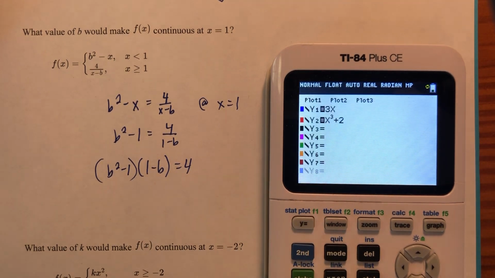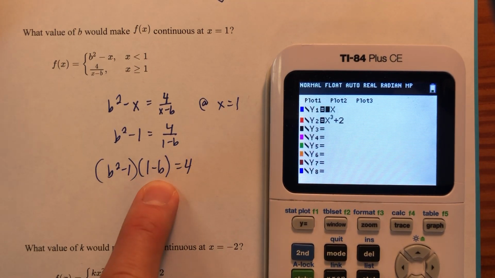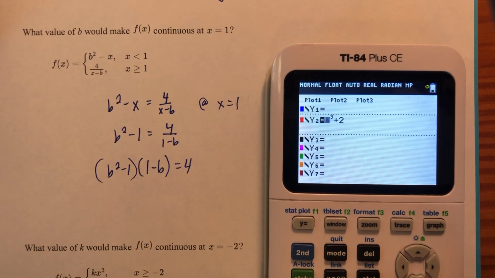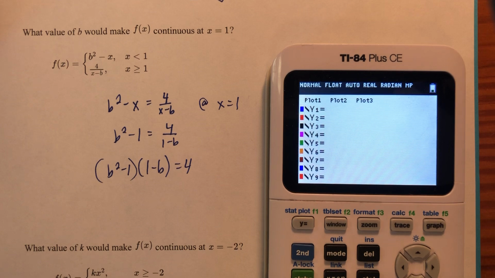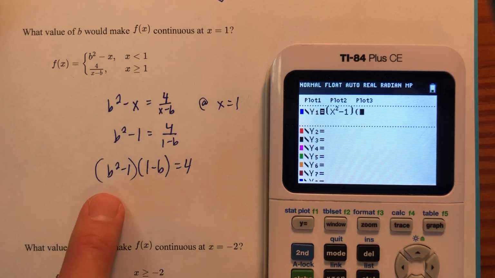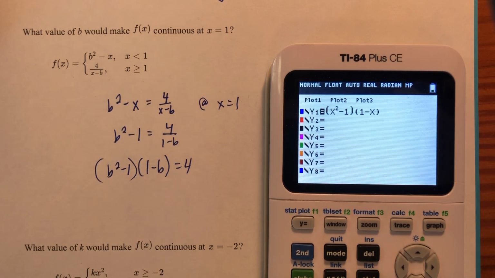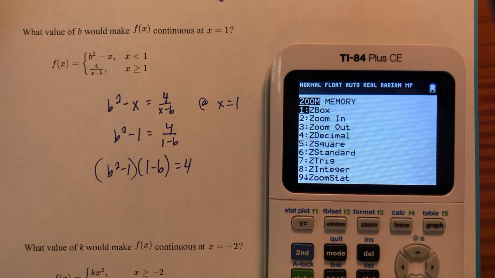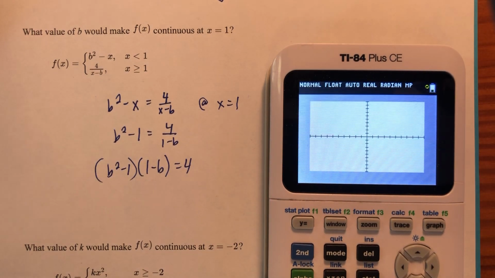And we will type this function in, using x's instead of b's, as y1, and we're going to type this one in as y2. And we're going to see where they meet, and that'll be the answer. It's that easy. So b squared minus 1, but again, we're using x's for the sake of graphing, and then 1 minus b, excuse me, is equal to 4. And we're going to graph it. Let's just go with a standard window first. So zoom standard is number 6, and we'll see the first function, which is cubic, and we'll see the second function, which is a constant.